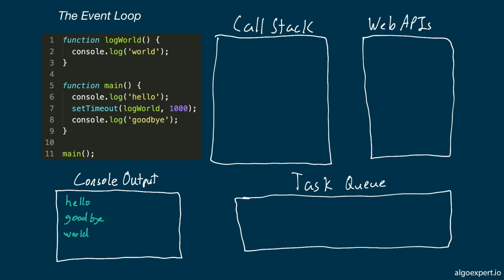Okay, so that's the basics of how the event loop works. But there's still a little bit more nuance to see.